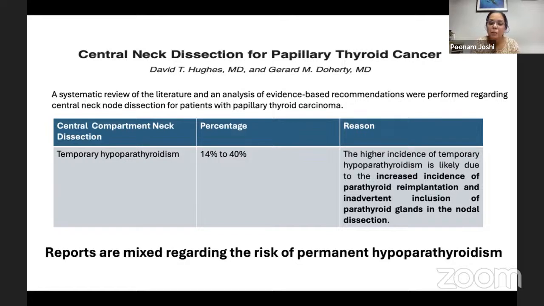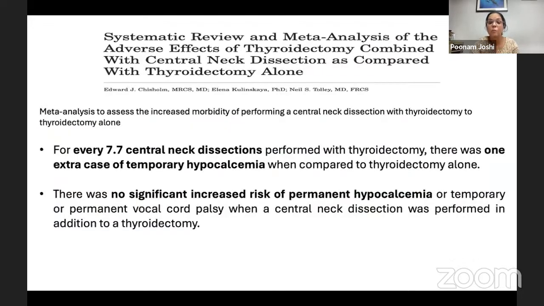However, regarding permanent hypoparathyroidism, there is no definite conclusion to say that central neck dissection leads to permanent hypoparathyroidism. There is data from this meta-analysis. This shows that usually there is higher risk of temporary hypoparathyroidism, but not much significant risk for permanent hypocalcemia or hypoparathyroidism.